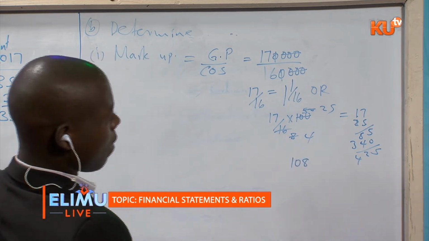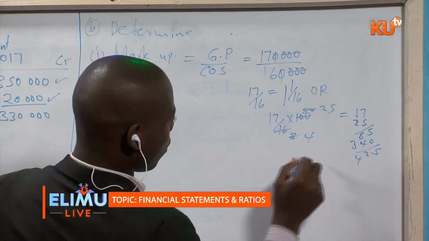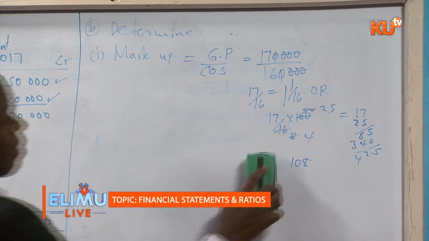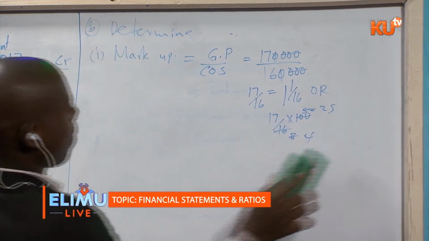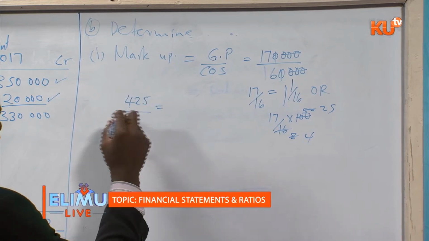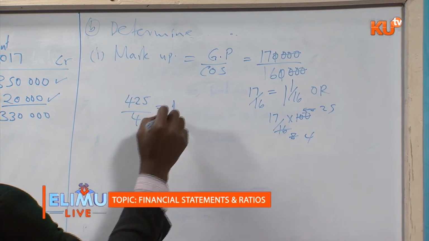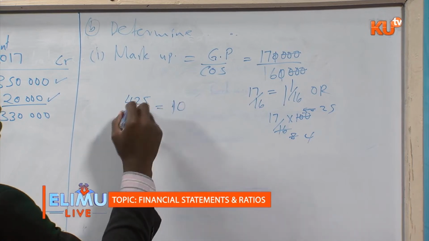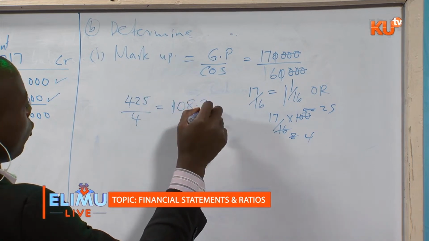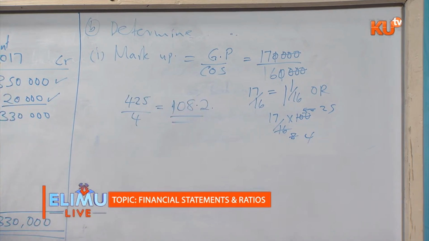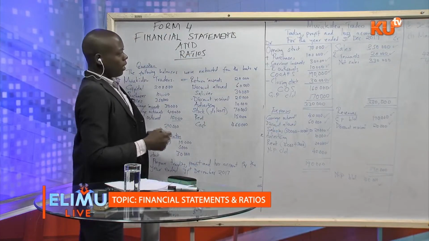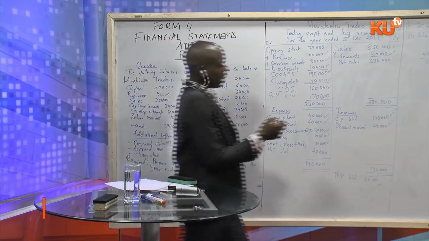Dividing that out gives us 106.25. That becomes our figure. So we can calculate markup as that. If you're not asked markup, maybe they will ask margin.